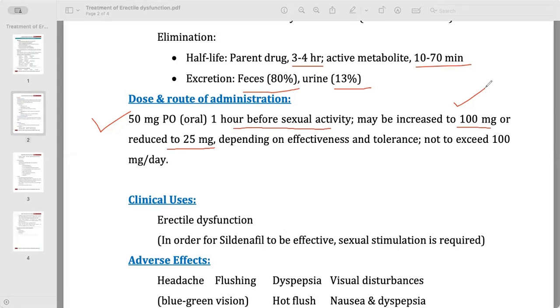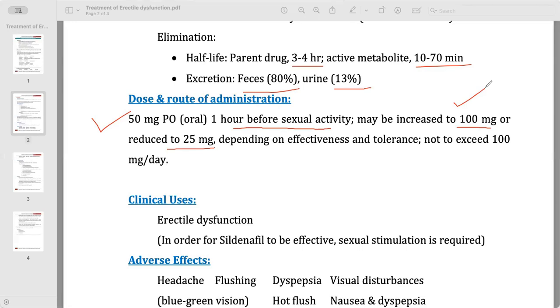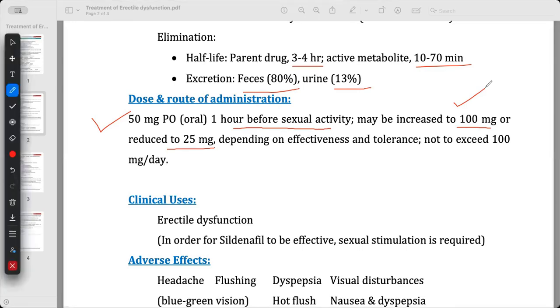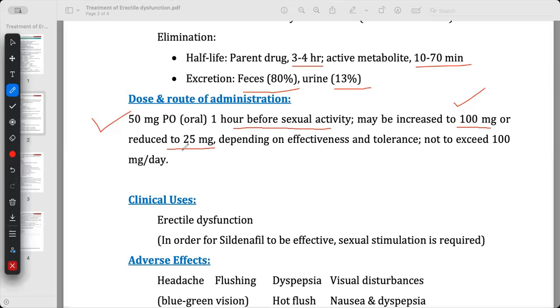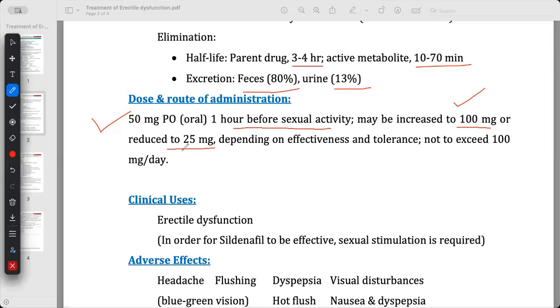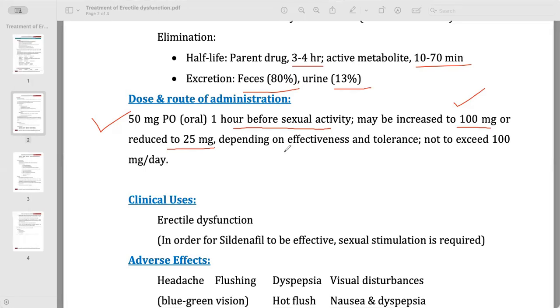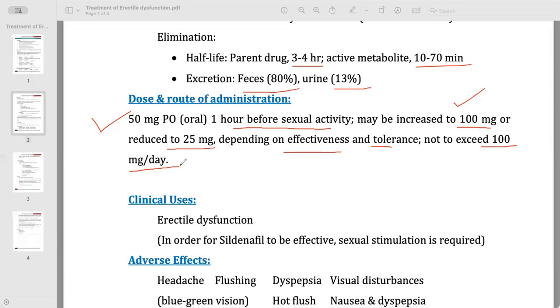If the patient is not getting benefit from the 50 milligram, in this case only we need to increase to 100 milligram, or if the patient is taking medications that inhibit the enzyme cytochrome P450 family, we need to reduce the dose to 25, not 250, sorry, 25 milligram. Or in case the patient has a kidney problem, it depends on the effectiveness and tolerance, and not to exceed 100 milligram per day, because the drug has the adverse effect of hypotension and shock. So we need not exceed more than 100 milligram per day.